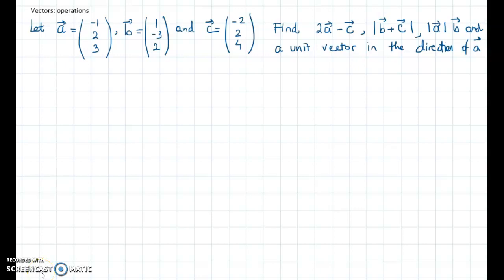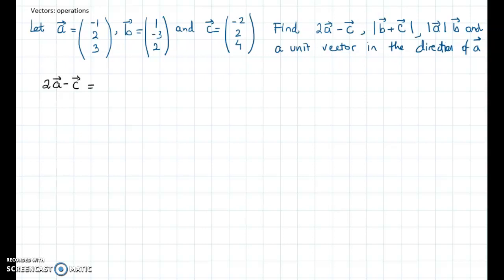In this example, we are going to see some operations performed on 3D vectors A, B, and C. Let's start with the first one. We want to see what we get if we multiply the vector A by the scalar 2 and then subtract C. These operations can be done in the components.